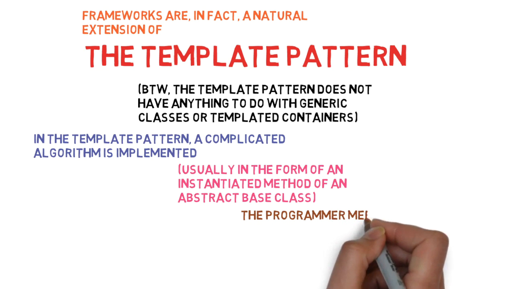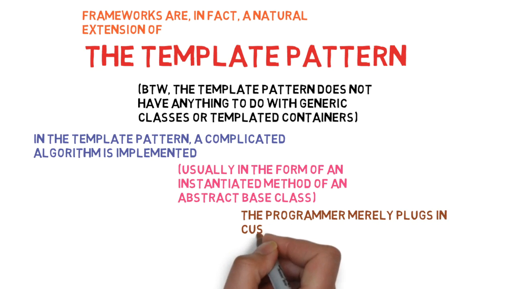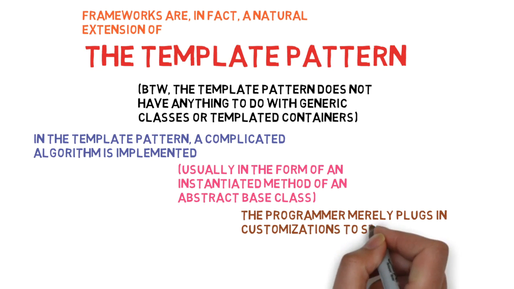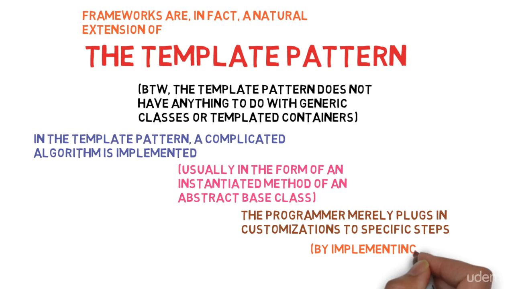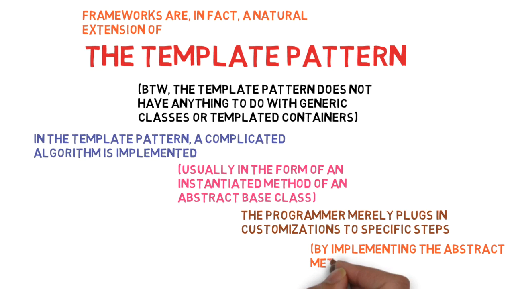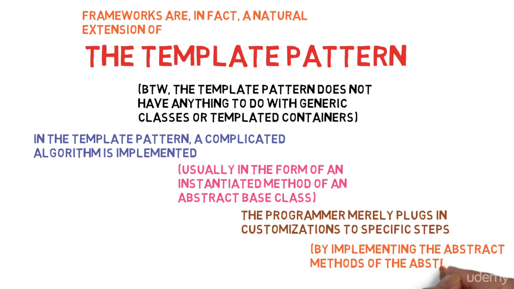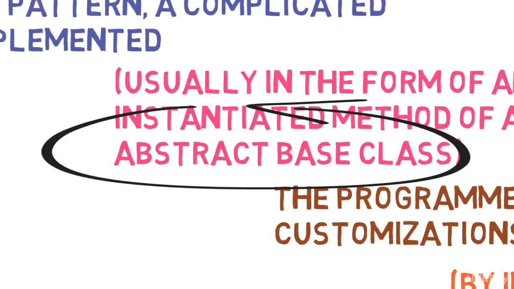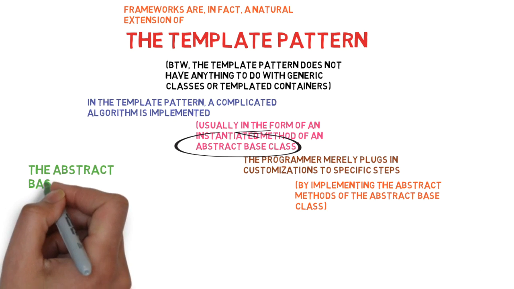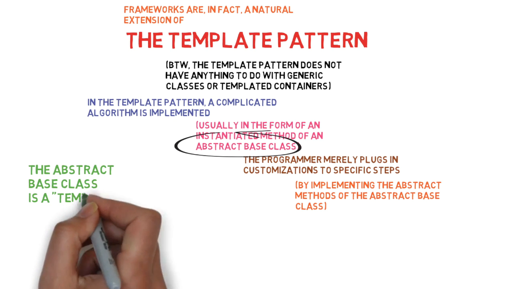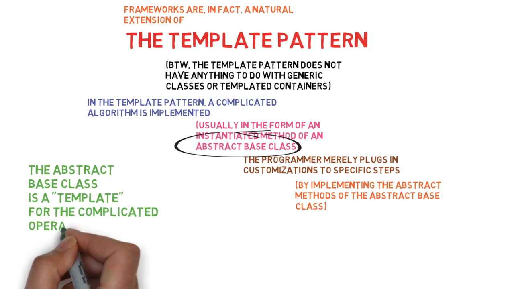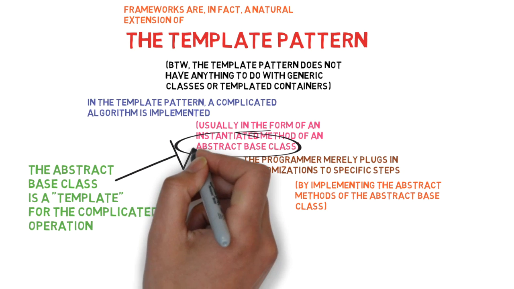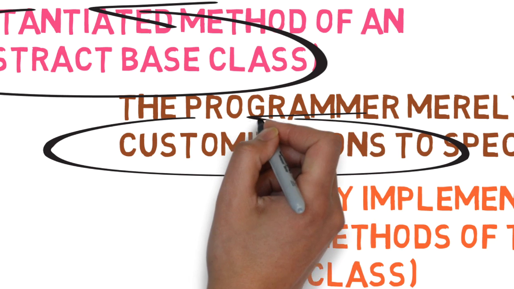Now, the programmer simply has to plug in the customizations to specific steps. Now, in this entire series of steps which define the algorithm, some are implemented, some are virtual methods. By implementing the abstract methods of the abstract base class, we simply provide customizations to this entire series of steps which make up the algorithm. This abstract base class, which has the series of steps which make up the algorithm, is a template for the complicated operation. The steps in the abstract base class provide the template. Implemented methods are the template.